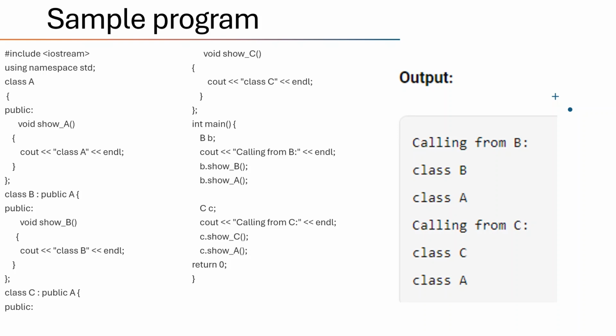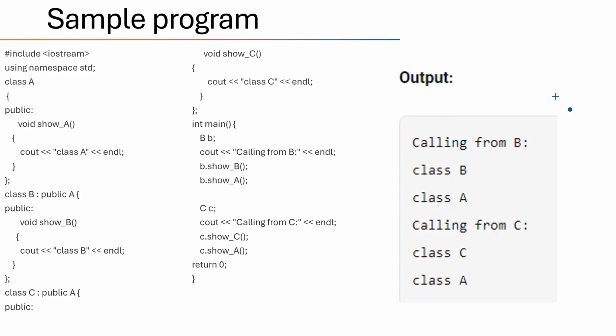Now a simple sample program for this. Hash include, this is the header file, using namespace std, class A. As usual, simply what we are doing is we are going to print one output statement: void show A, cout class A. We are just going to print class A.